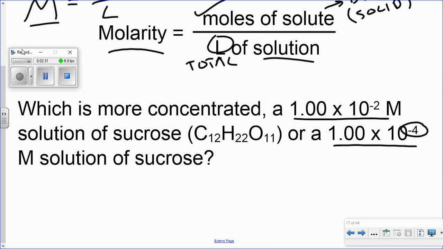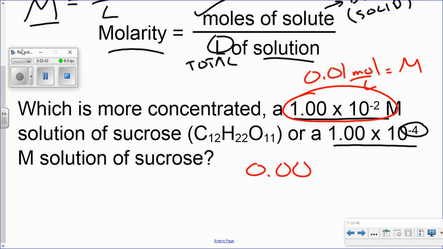The correct answer to this one is this one, which is more concentrated. This is 0.01 moles per liter, or molarity. This is 0.0001 moles per liter, or molarity. So this is way less concentrated. There is not much stuff here. This is what, 100 times greater as far as concentration goes.